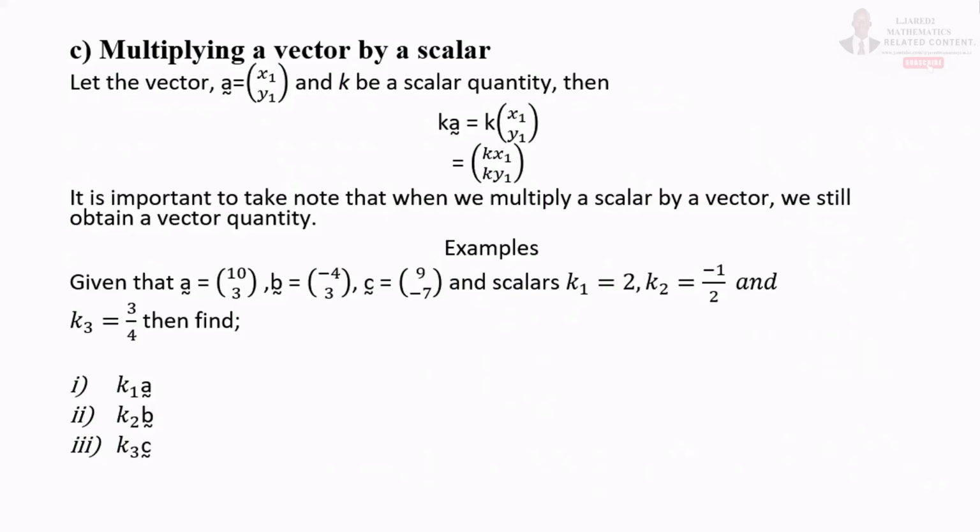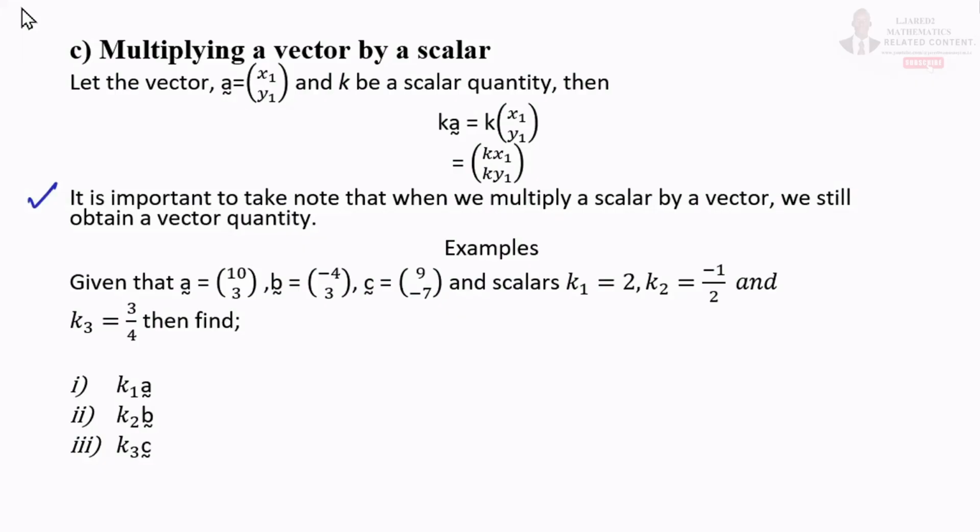We are saying that if you have vector A having x1, y1, and k as the scalar, then k, which is the scalar, multiplied by vector A, is the same as having k multiplied by the column vector of A. So by simplifying, we shall enter the k, which is the scalar, to the corresponding entries, or the components. So we shall have k multiplied by x1, and also the scalar multiplying y1. It is important to take note that when we multiply a scalar by a vector, we still obtain a vector quantity.